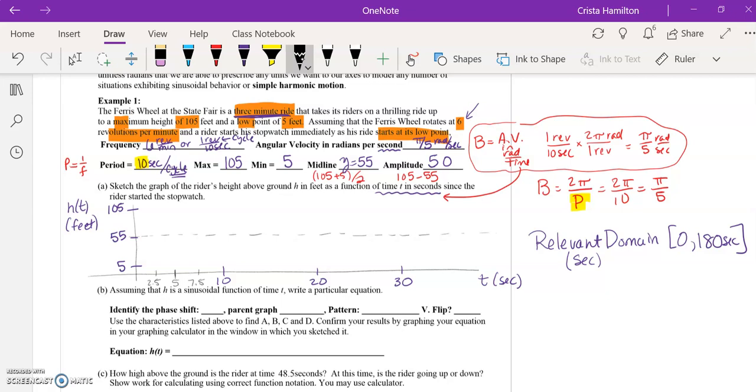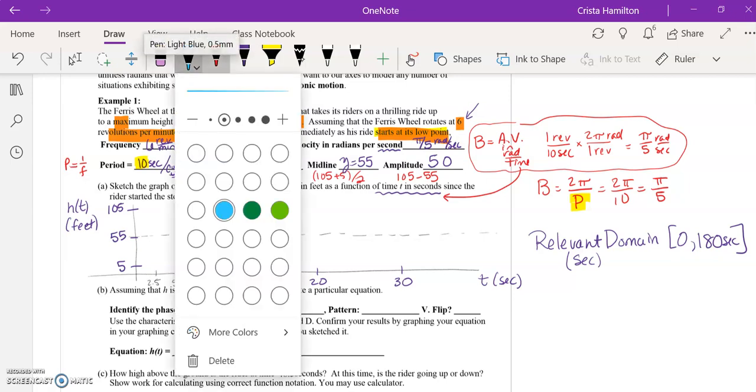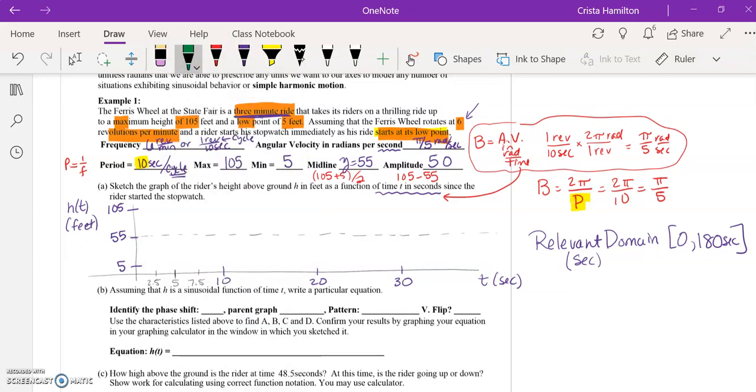Now, in ours, pay attention to where we're starting. Let's see, where did it say we were starting? We were starting at a low point. So when I start plotting my graph here, I'm going to put this in green. We would start at the low point, hit the midline at the key point, 2.5 seconds. At 5 seconds, we hit a max. Then back to the midline, and then a min.